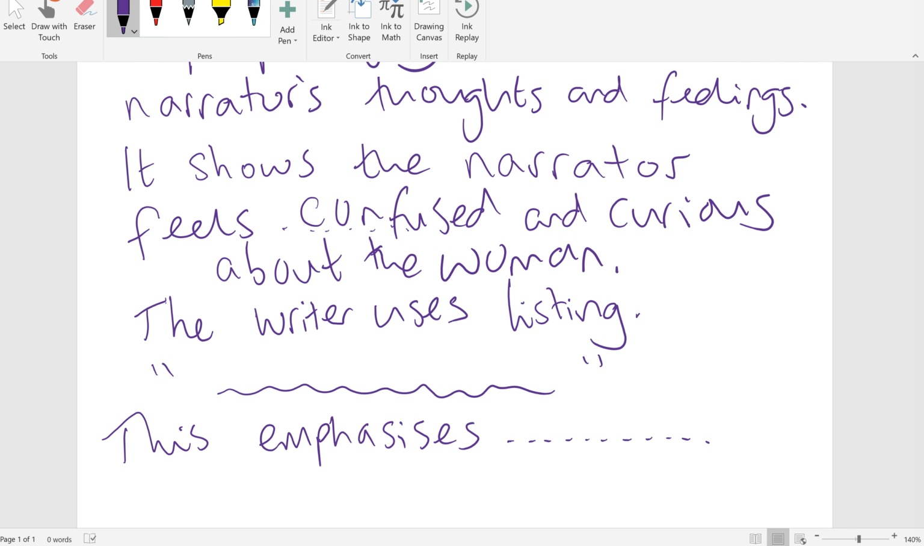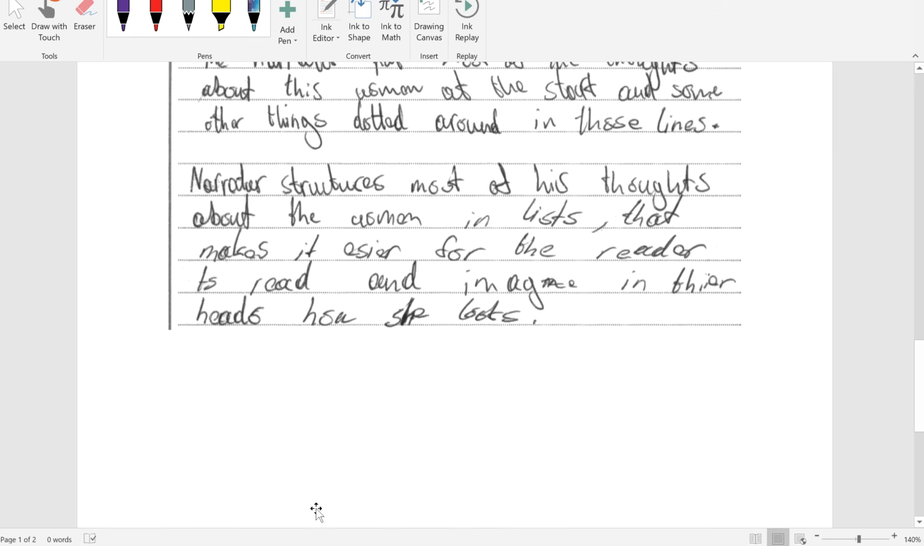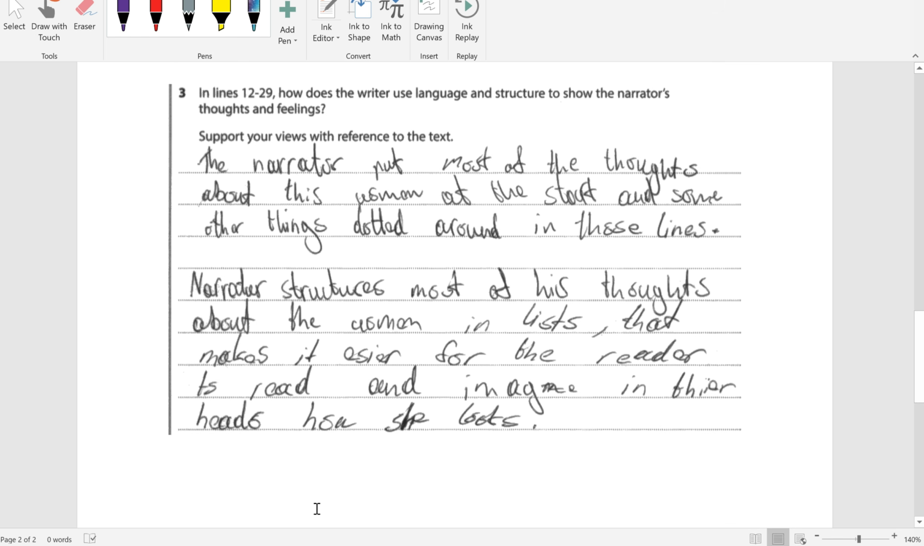So finally, we're just going to look at a couple of examples from the real exam and see, so you can see how many marks they would have got. So first of all, let's look at this one. So if you just pause it and read it, and then we'll have a think about how many marks that would have got.